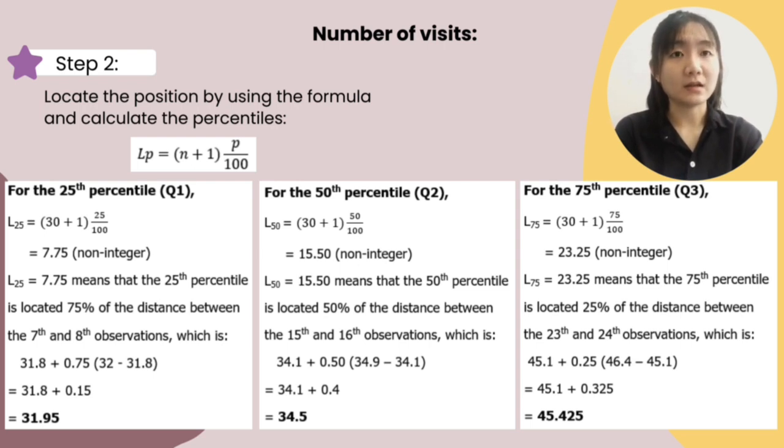times percentile over 100. So for the 25th percentile, which is quartile 1, the answer is 31.95. Next, for the 50th percentile, which is quartile 2, the answer is 34.5. Next, for the 75th percentile, which is quartile 3, the answer is 45.43.